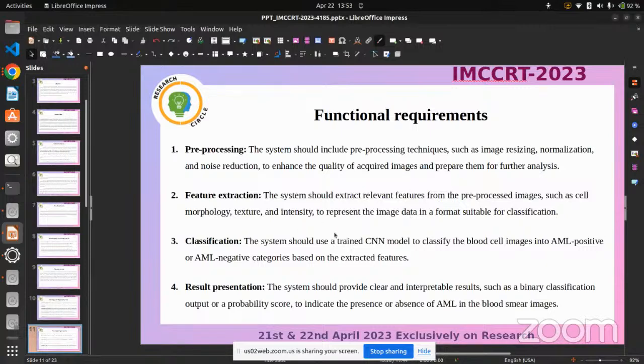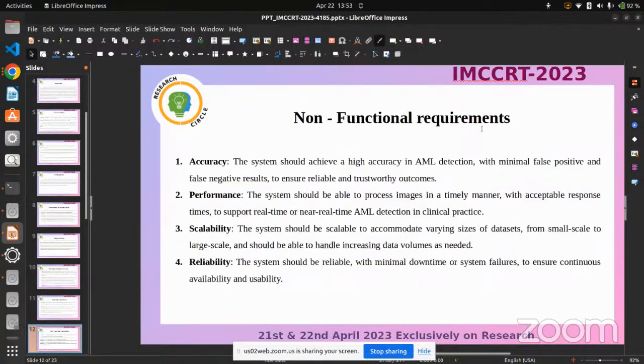Then classification. At the end of the day, we have to detect whether the cancer is present or not, so it comes under a classification task. Then result presentation. The results must be clear and interpretable, such as a binary classification output, saying whether it is present or not. That's it. Next, these are some non-functional requirements. Undoubtedly, in any machine learning or deep learning problem, the non-functional requirement is accuracy. The system should achieve higher accuracy with minimal false positive and false negative rates to ensure reliable outcomes. For performance, our system must process the images in such a manner that it supports real-time clinical practice.